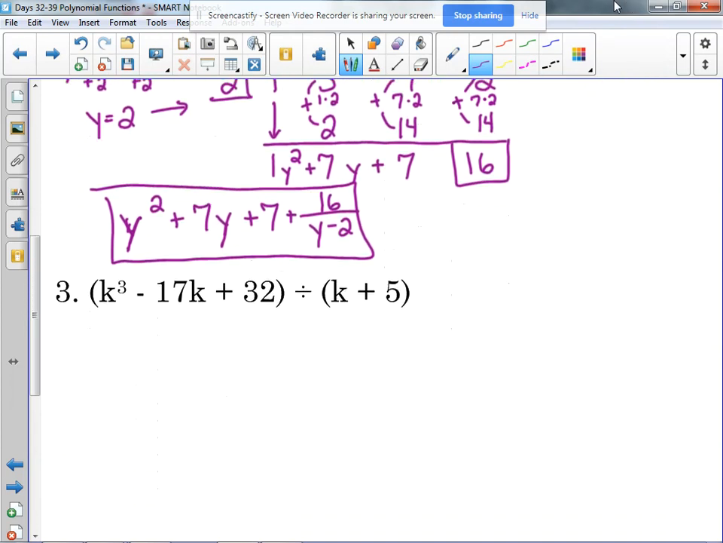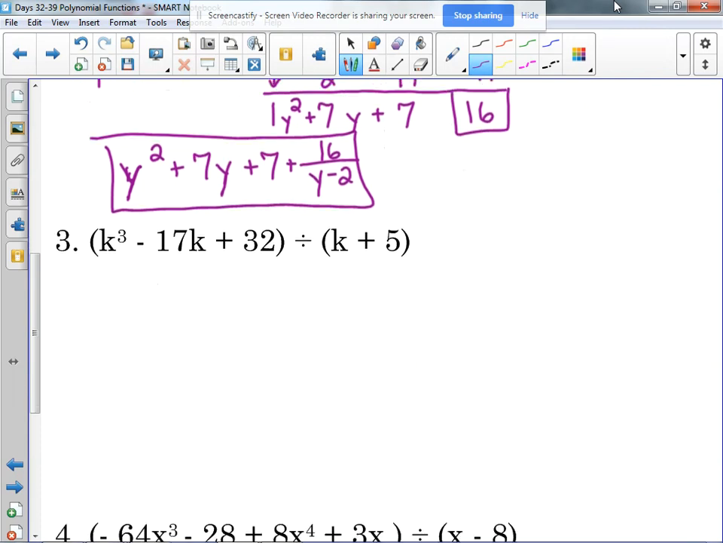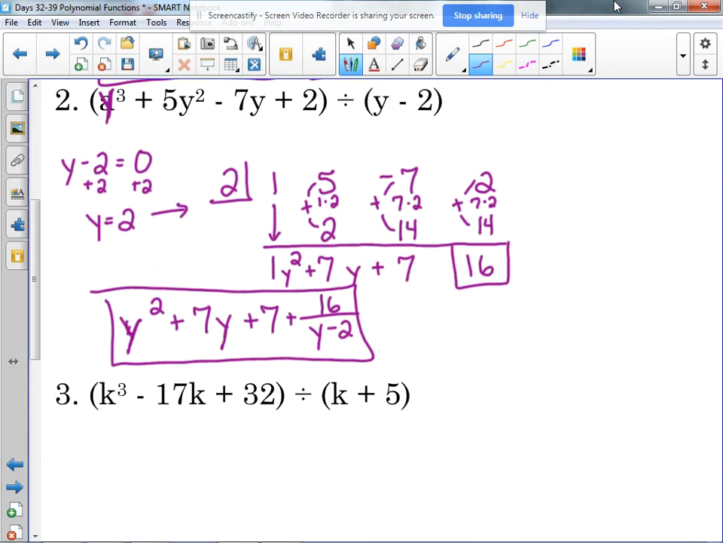All right, let's do another one with a third degree, but let's compare these two polynomials first. This is degree 3, but it has 4 terms. This is degree 3, and it only has 3 terms. What term is it missing? We've got k cubed. It's missing k squared. It doesn't have k squared.